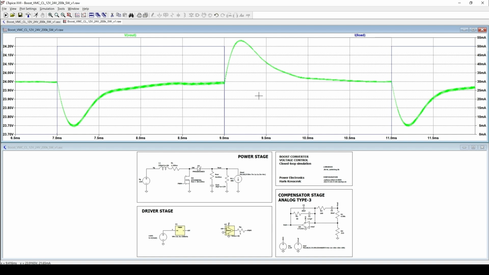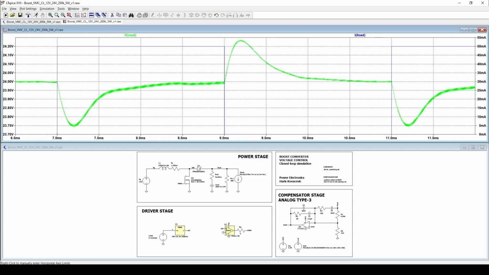And this is why both models are important. The averaged model is ideal for design and fast analysis, and the switching model validates the design under realistic conditions. At this point, we have verified the compensator in two independent ways, and since both models show a stable and well damped response, we can be confident that this design is ready for real hardware implementation.